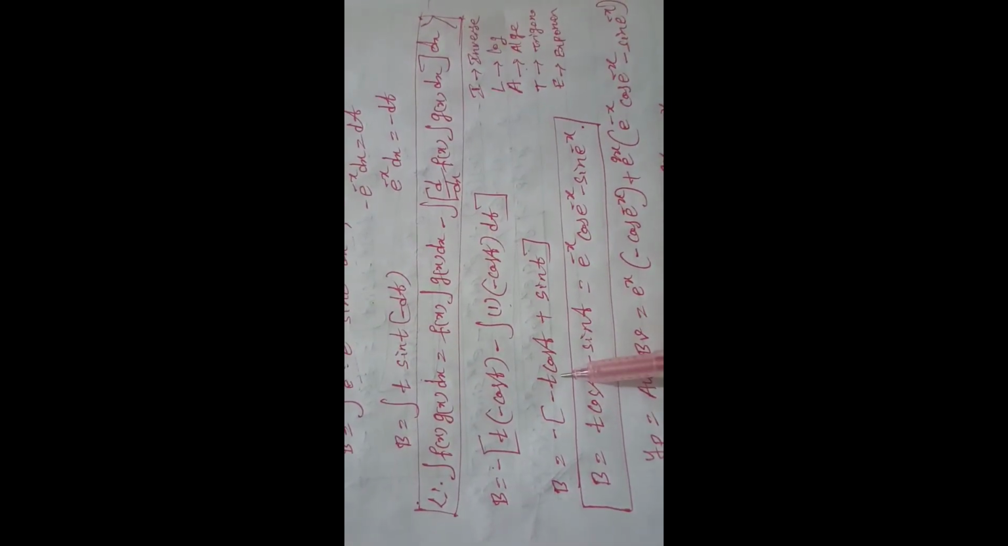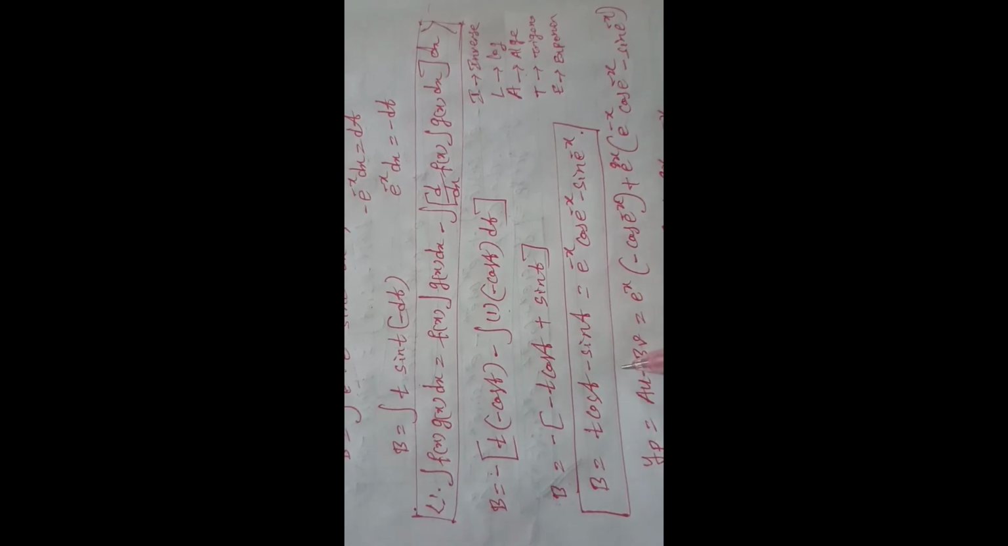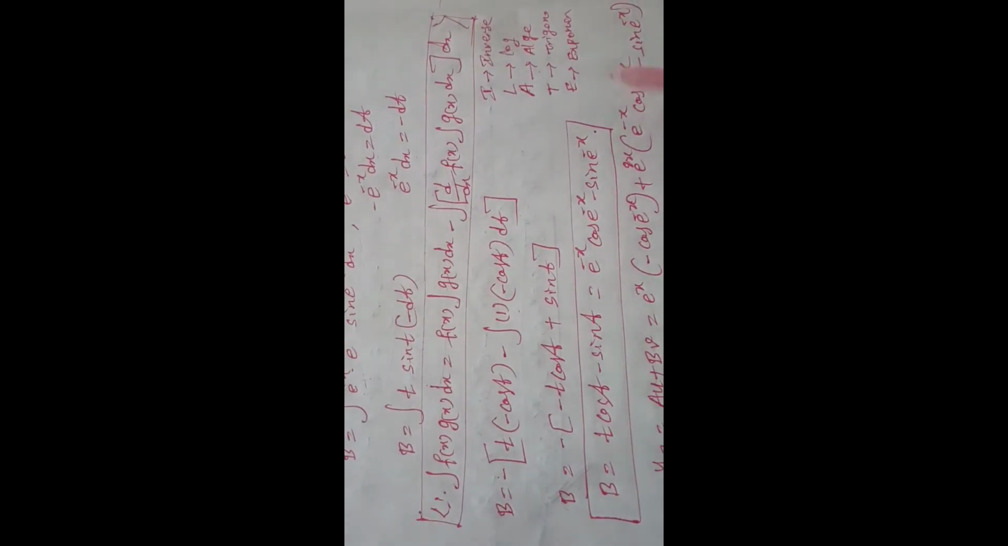So I am multiplying with minus. So here minus minus will become plus, plus into minus, minus here we will get. So in place of t, e to the power of minus x, we assumed there, that value we are substituting here. So now yp means au plus bv.